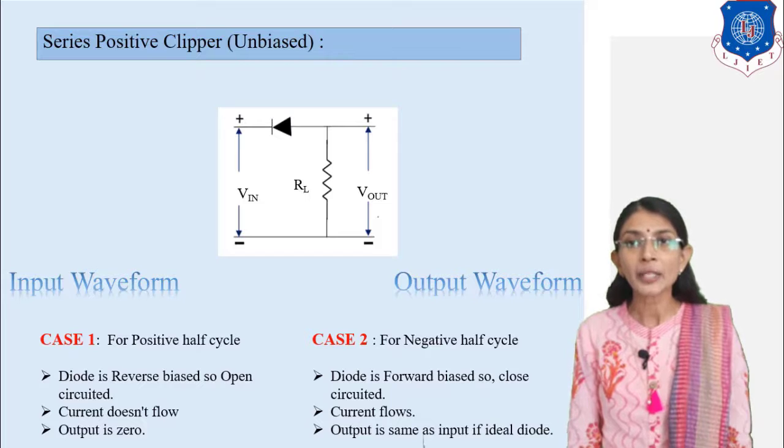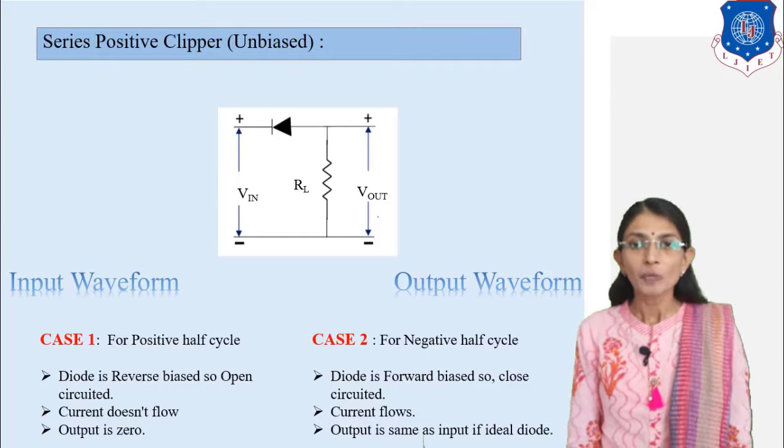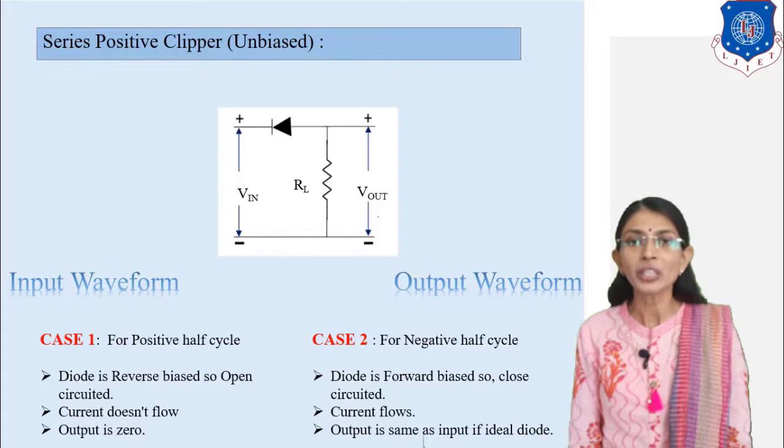As per the circuit diagram of series positive clipper, the diode will be connected in this direction and in series position with the V input. The V input will be the sine wave and we will connect the output voltage waveform across the load resistance RL. So we will discuss two cases for input-output waveform: during positive half cycle of the input and during negative half cycle of the input.